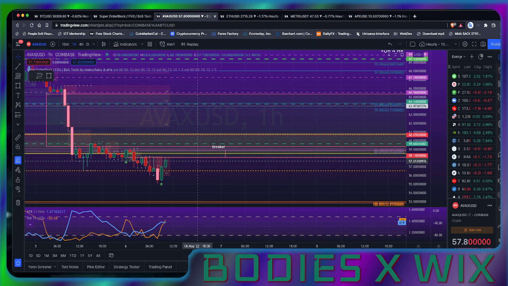It's interesting to see AVAX be where it is right now, just below this breaker. I wonder if it's going to keep trying or not. I don't know.